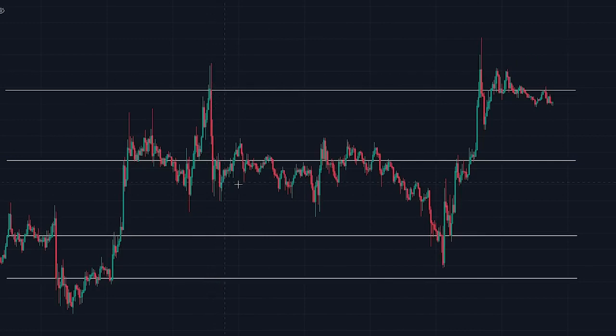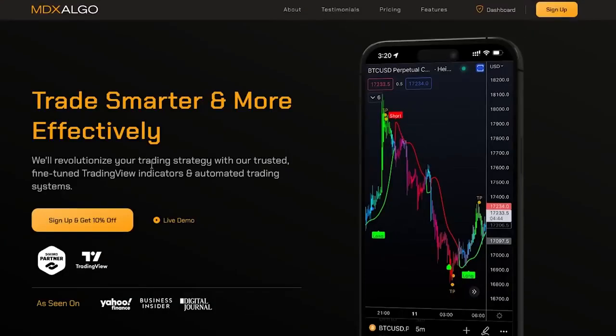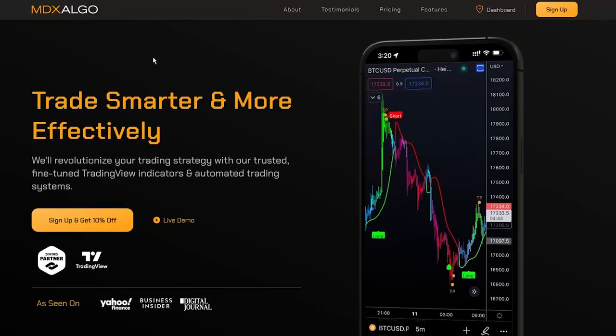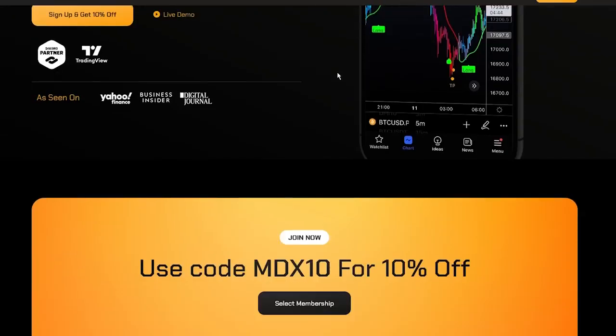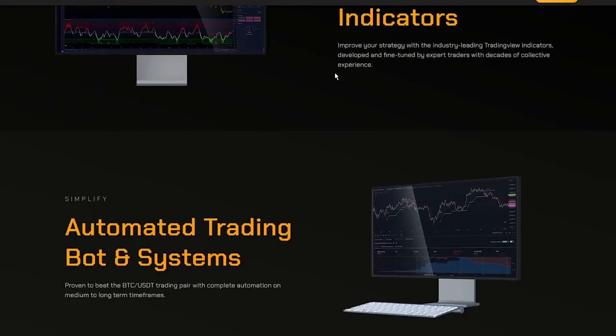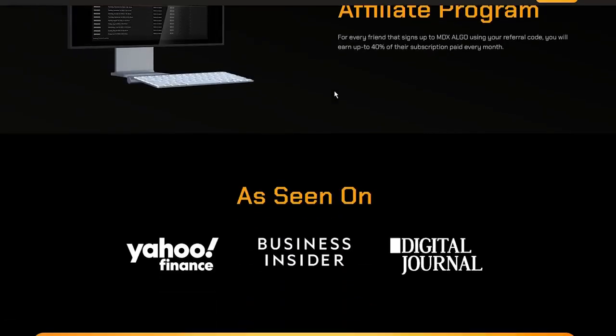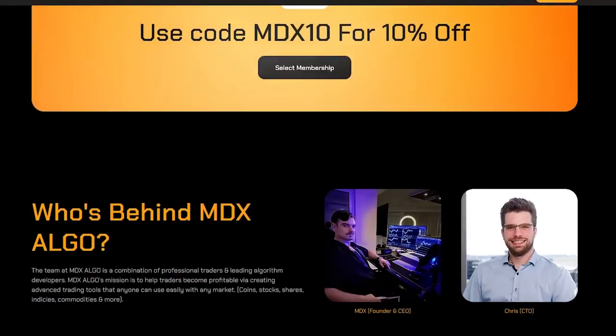Now let's take a look at the third indicator. The third indicator we will be looking at is the MDX Algo Indicator Package, which are a set of algorithmic indicators that were developed and fine-tuned by expert traders with decades of collective experience. Now let's add the free alternative of the indicator to the chart.